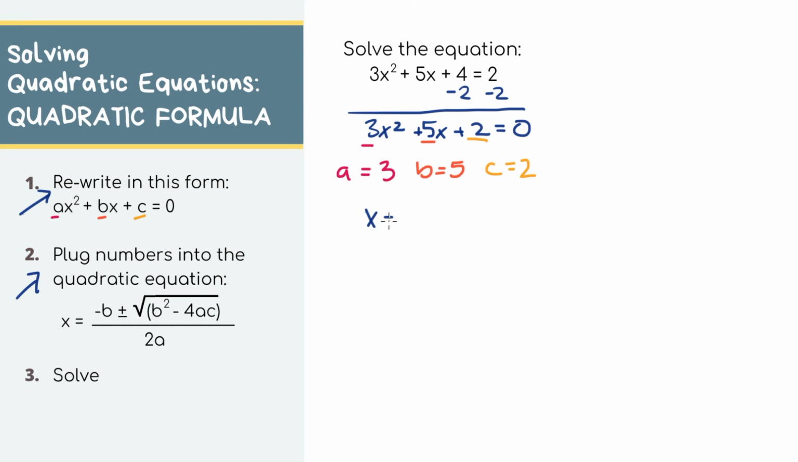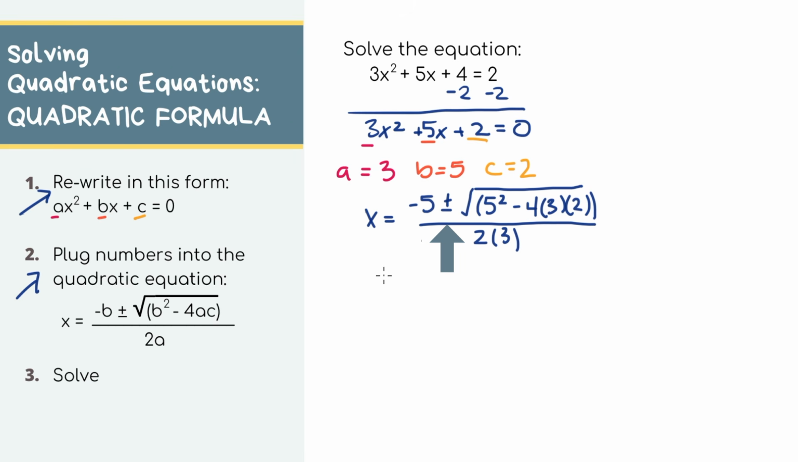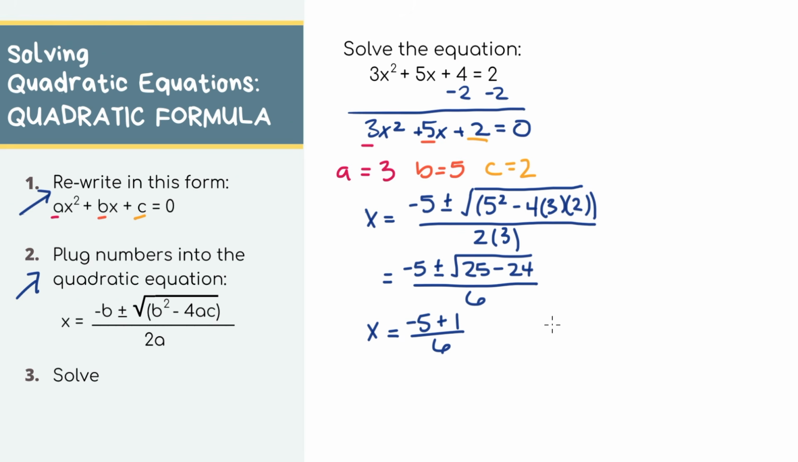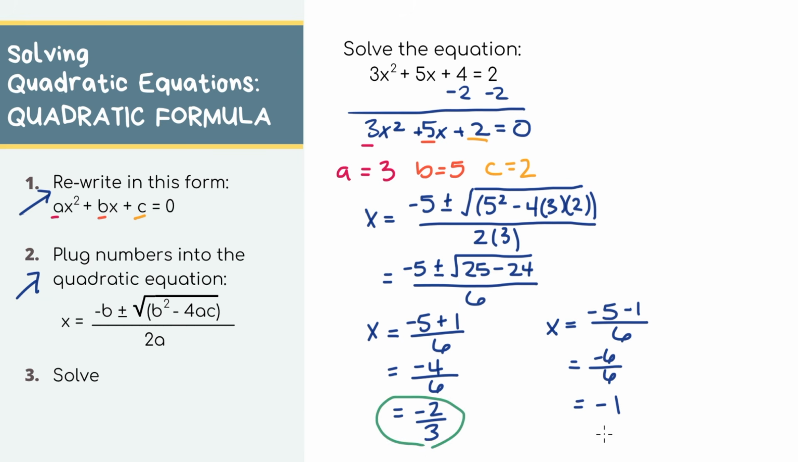Let's plug these values into the quadratic formula. Just be careful about this plus or minus because, again, it'll give you 2 answers. In one scenario, we'll use the plus sign, and in the other scenario, we'll use the minus sign. When we simplify, we'll get these 2 numbers as our final answer.